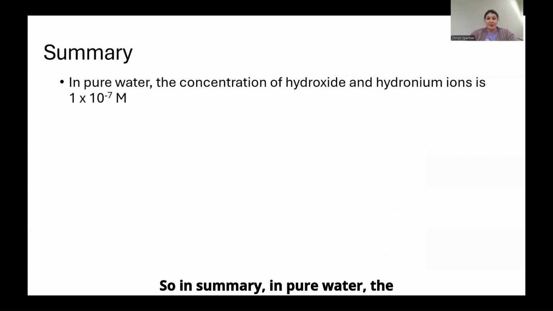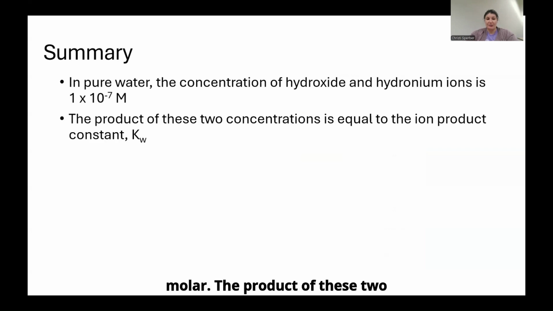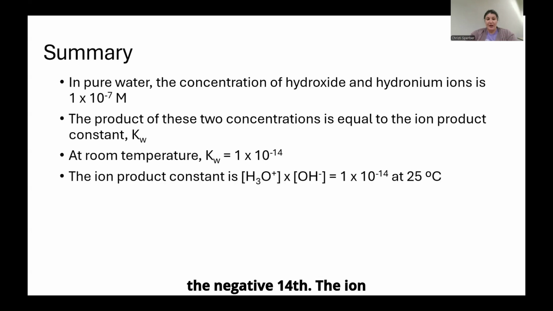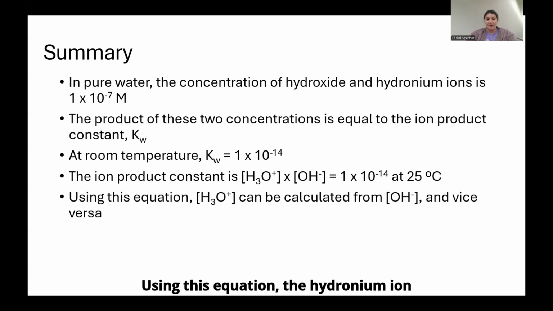So in summary, in pure water, the concentration of hydroxide and hydronium ions is 1 times 10 to the negative 7th molar. The product of these two concentrations is equal to the ion product constant Kw. At room temperature, Kw is 1 times 10 to the negative 14th. The ion product constant is hydronium ion concentration times the hydroxide concentration, which is 1 times 10 to the negative 14th at 25 degrees Celsius. Using this equation, the hydronium ion concentration can be calculated from the hydroxide concentration and vice versa.